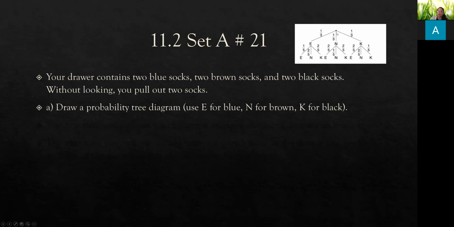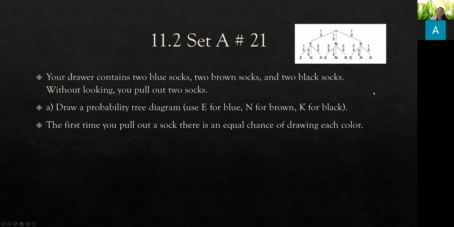If you drew out a brown one the first time, there's still only 5 left, but 2 of them are blue. So you have a 2/5 chance of drawing a blue. There's only 1 brown, so there's a 1/5 chance of drawing a brown. And then there's 2 blacks, so there's a 2/5 chance of drawing a black. And then something very similar if the first one you drew out was black.